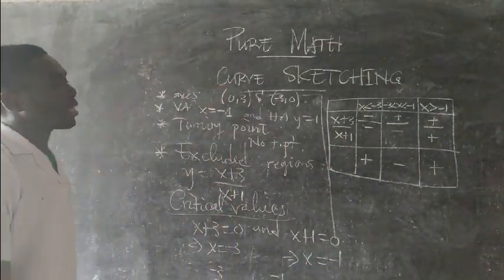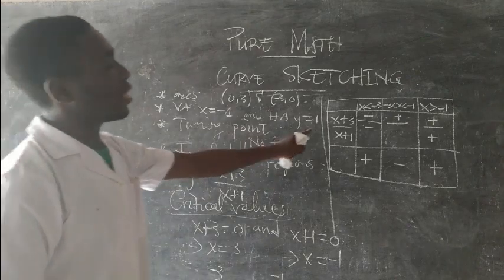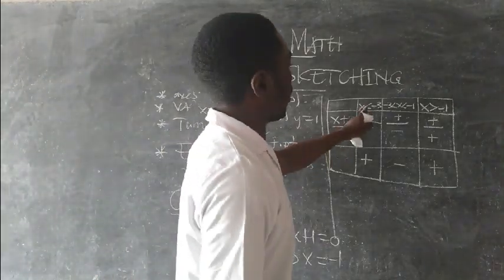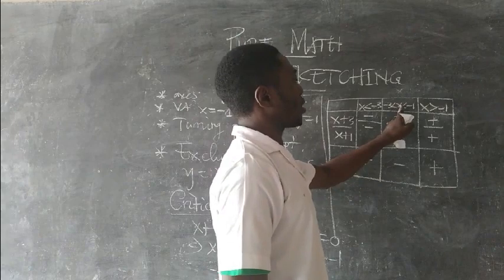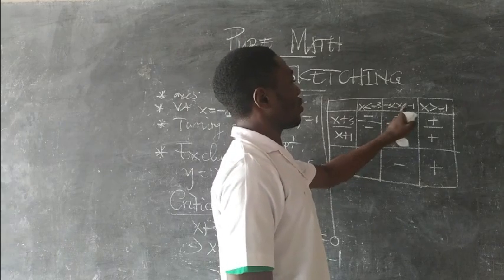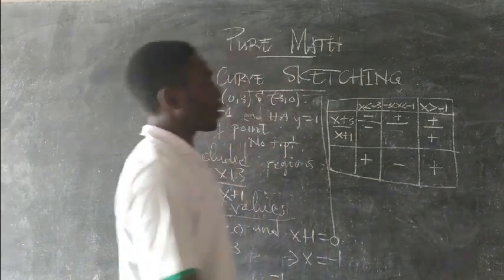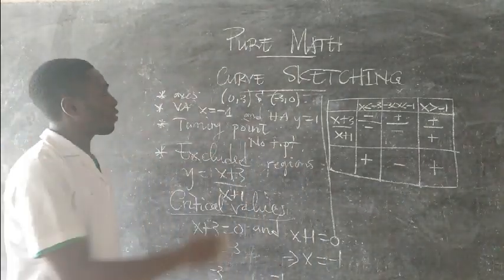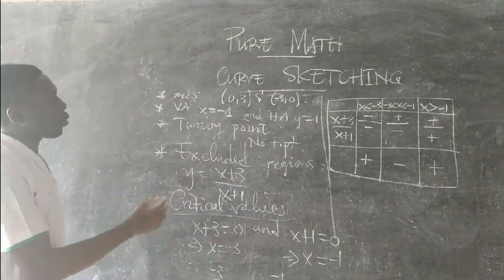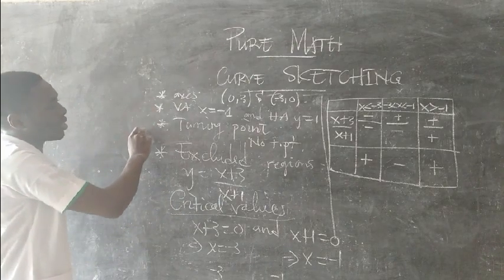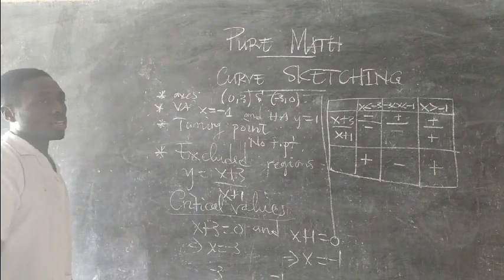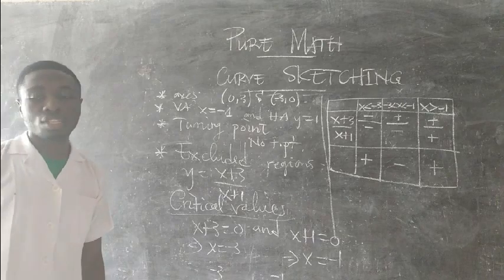So it tells us that below negative 3, the graph lies in the positive region. In between negative 3 and negative 1, the graph lies in the negative region, and greater than negative 1, the graph lies in the positive region. So we have looked for the first 4 components: the axis, the asymptote, the turning point, and the excluded regions. Now let's move on to sketching the curve.